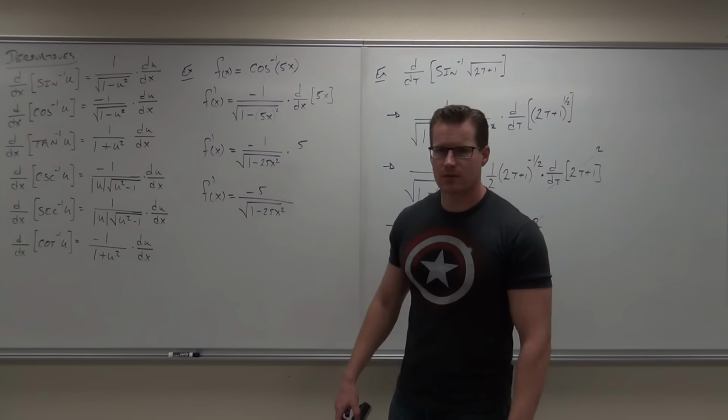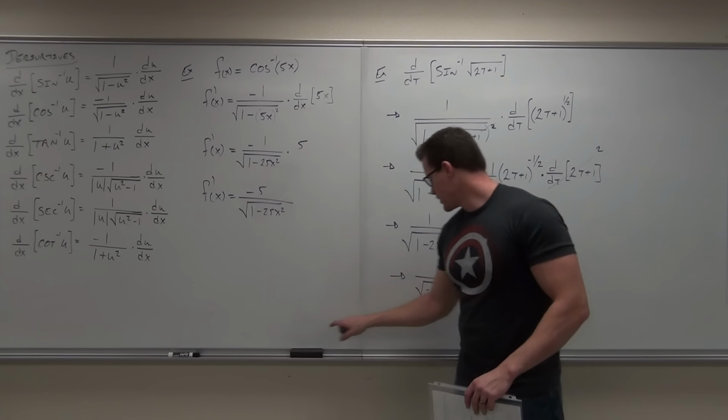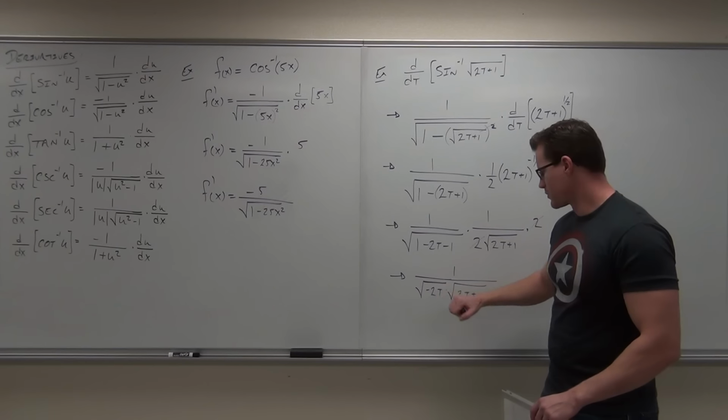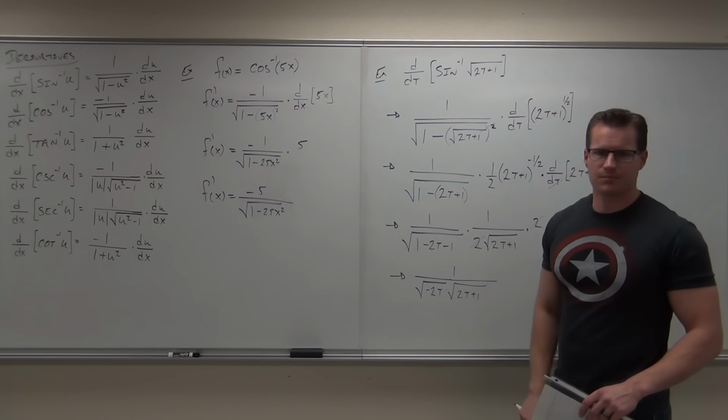This is probably just an algebra question, but you wouldn't be able to multiply those two together. You actually can, yeah. You could, because you have a square root times a square root, you could distribute it. I would leave it, it's fine just like this.